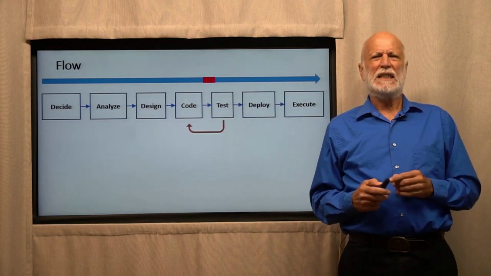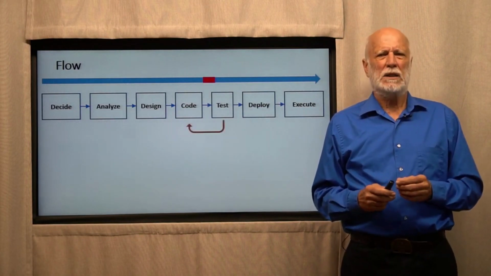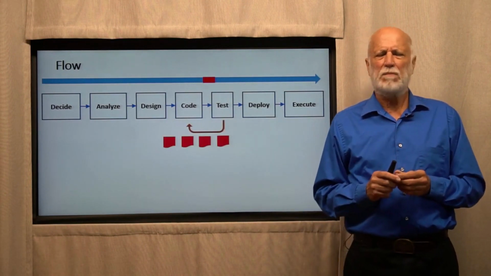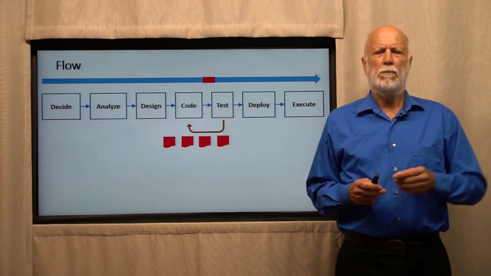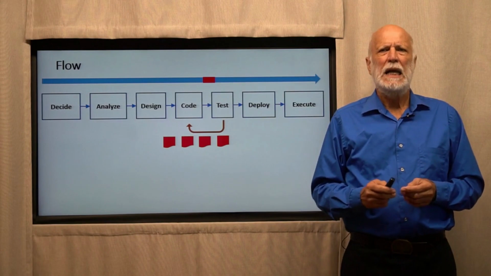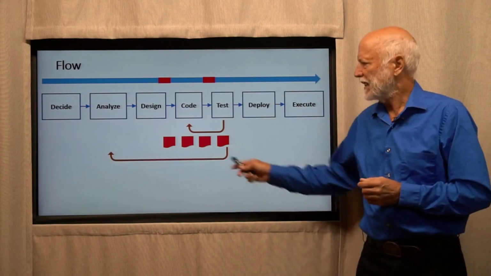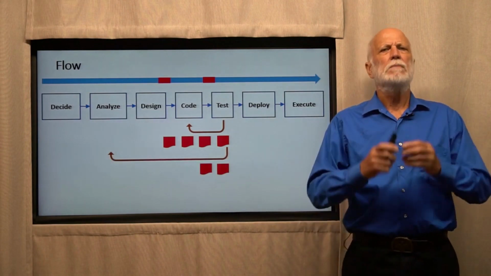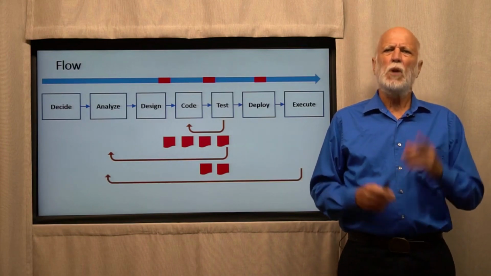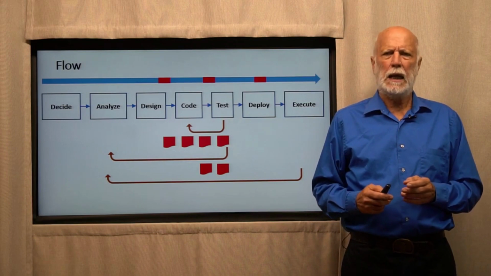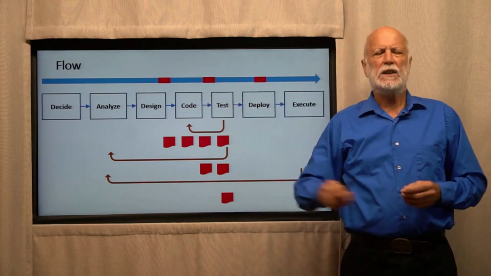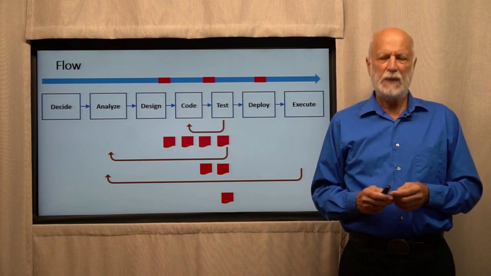So what happens is we get loopbacks. We get loopbacks from test to code as those defects pile up in our JIRA board, and that breaks our flow. And then we get loopbacks from test to analyze because we realize that we didn't really understand the requirement. And finally, there are some loopbacks from execute back to analyze as well. And every one of these breaks the flow, the delivery of business value.